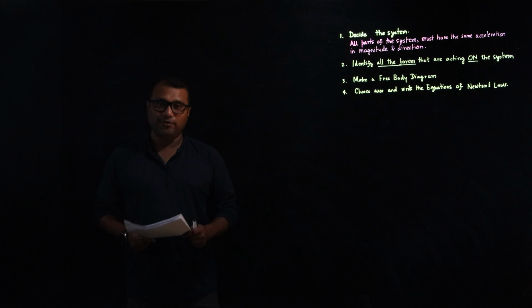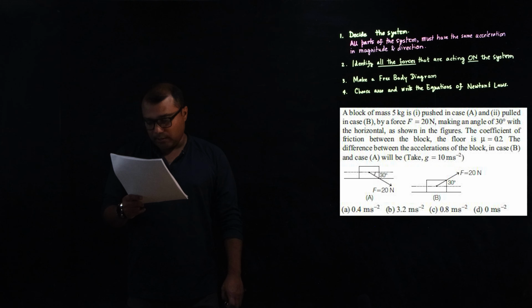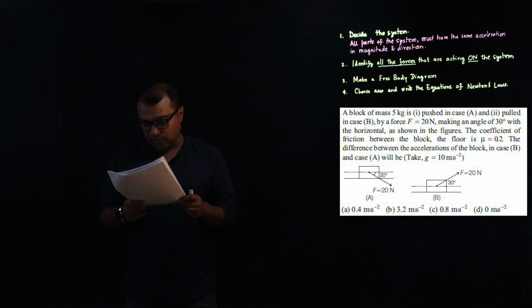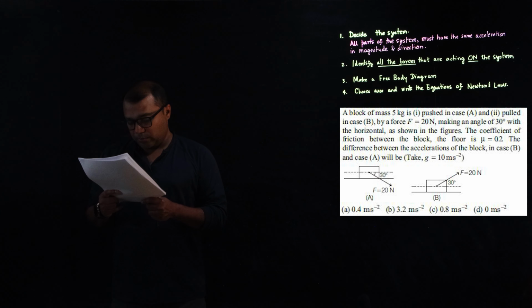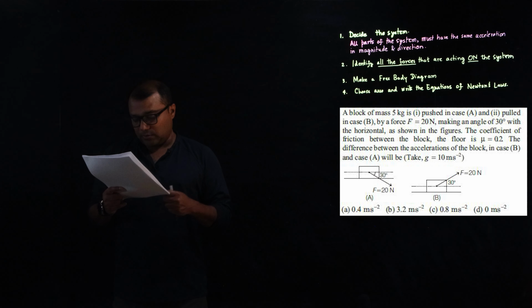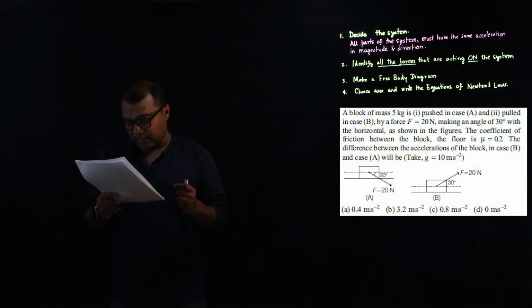Okay, let's look at the next question. A block of mass 5 kg is pushed in case A and pulled in case B by a force F equals 20 Newton, making an angle of 30 degrees with the horizontal as shown in the figures. The coefficient of friction between the block and the floor is mu 0.2. The difference between the accelerations of the block in case B and case A will be.